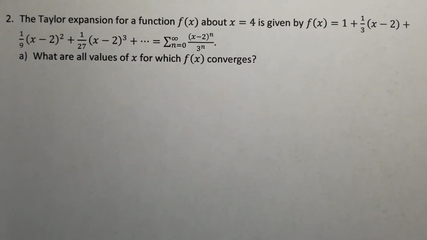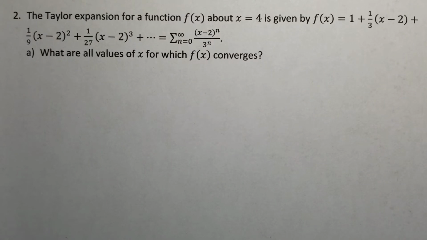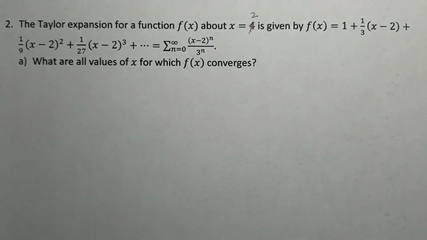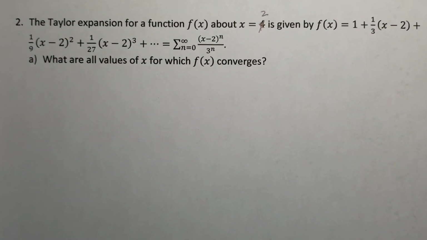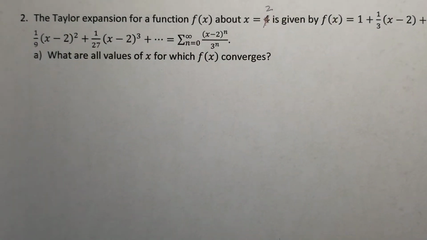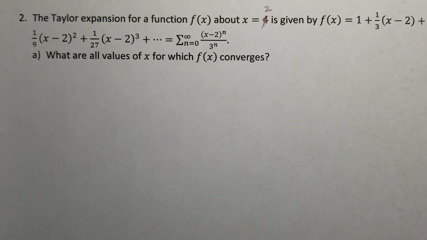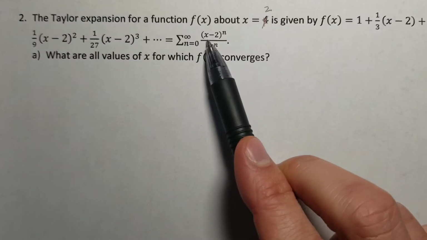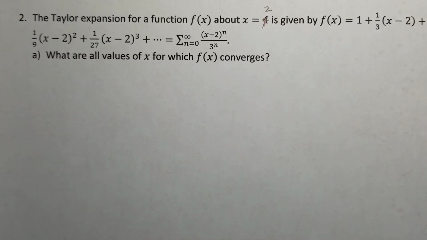All right, let's go ahead and take a look at a series question here. Number 2 says the Taylor expansion for a function f of x about x equals 2 is given by f of x equals, and then it goes on to give the polynomial expanded out. And then it equals the summation from n equals 0 to infinity of our nth term here. So letter A asks us, what are the values of x for which f of x converges?